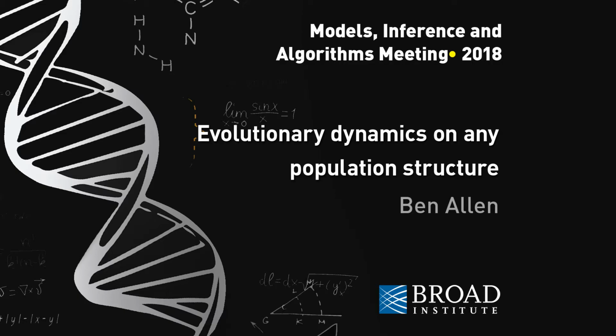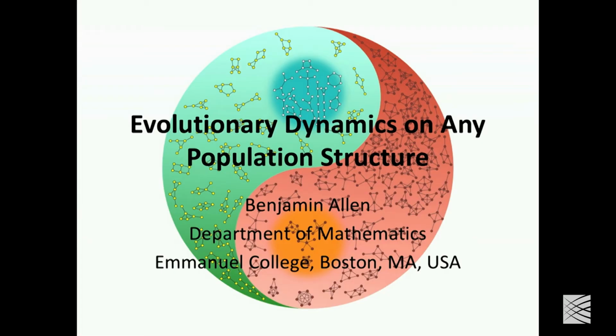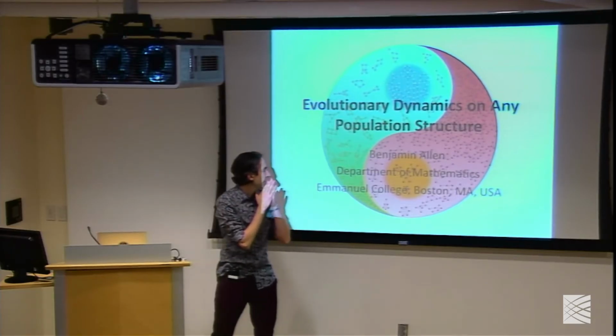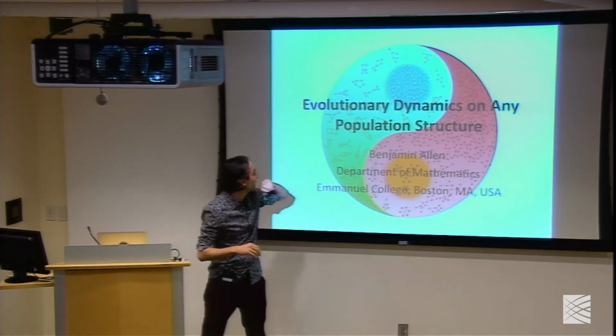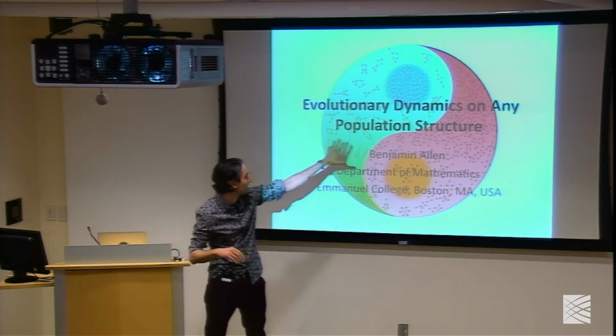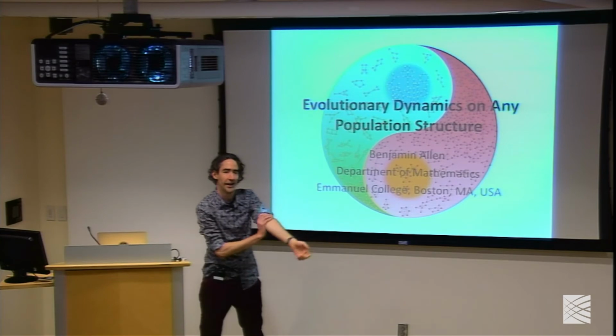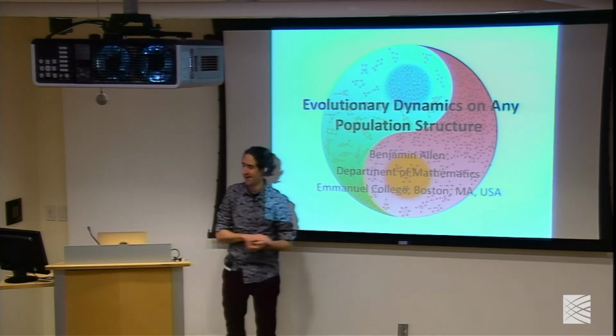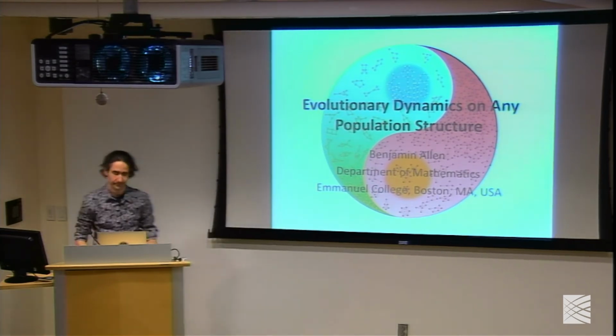My research talk is evolutionary dynamics on any population structure. We'll discuss what this means. This graphic was made by my collaborator, Babak Fatui. And it's not just pretty, but it actually captures some of our results. These different graphs we see here have different effects on the evolution of cooperation. And we'll get to what that means.